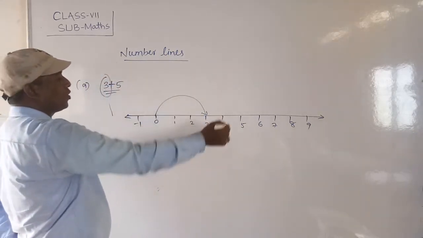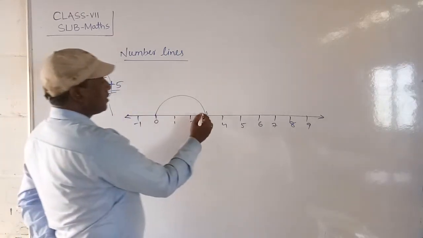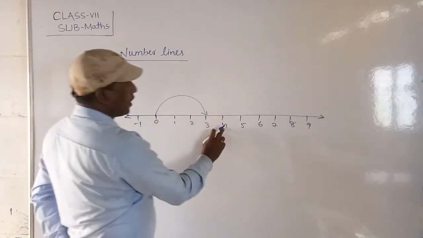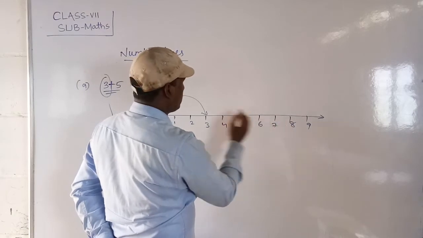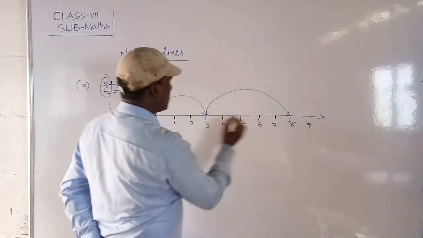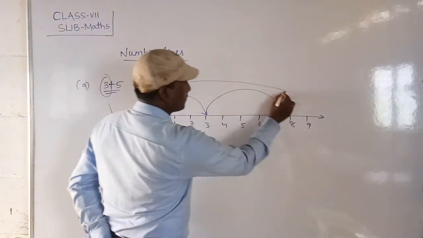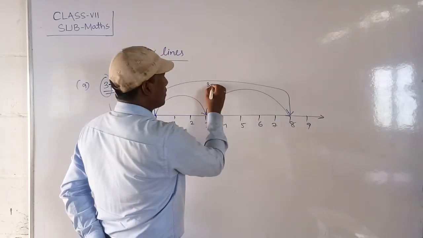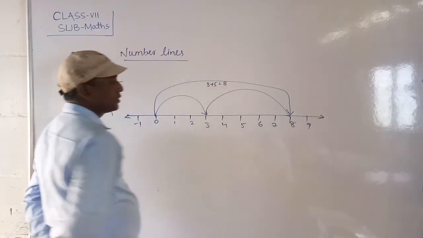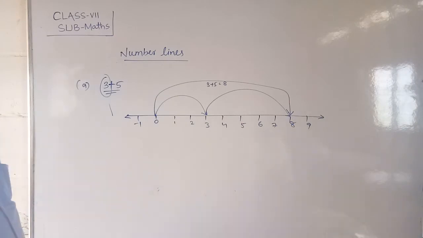Okay. Now it is a plus. Plus means you have to go to the right side. From where? From the 3. From 3, how much will you go? 5. 1, 2, 3, 4, 5. So we will go up to here. That means the result will come up to here. Okay. This is called 3 plus 5 is equal to 8. Okay. This is for addition cases.